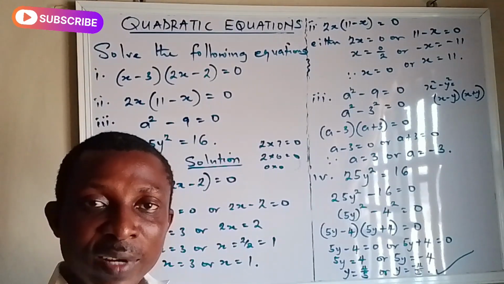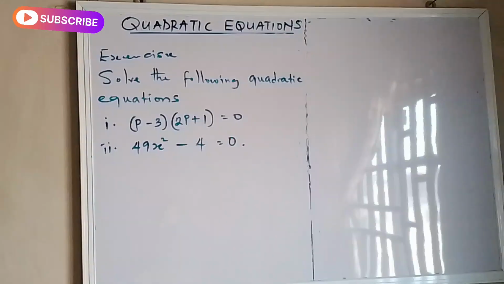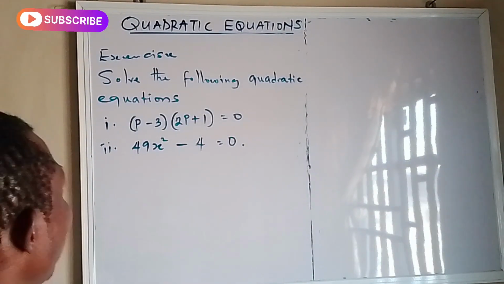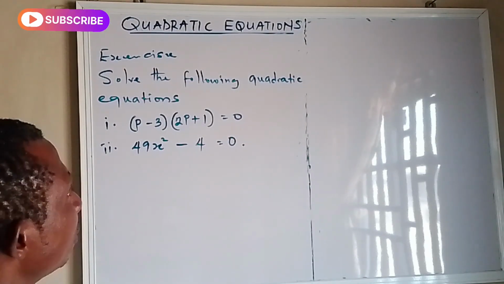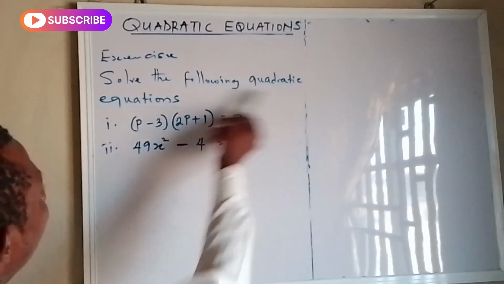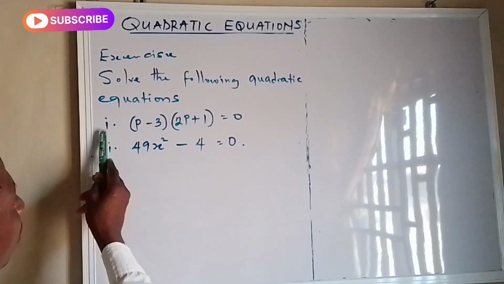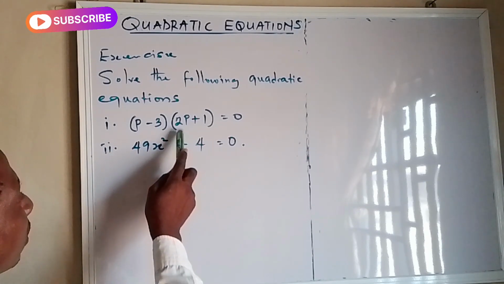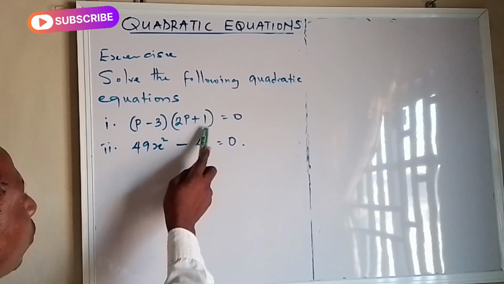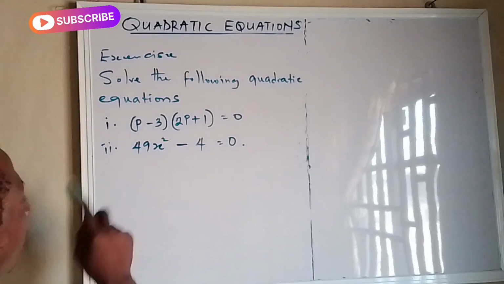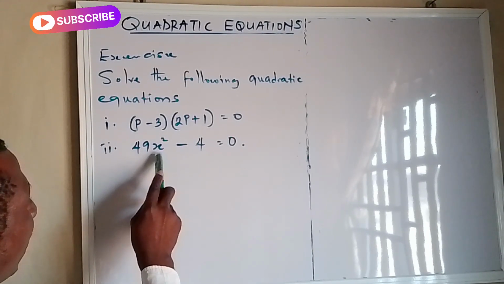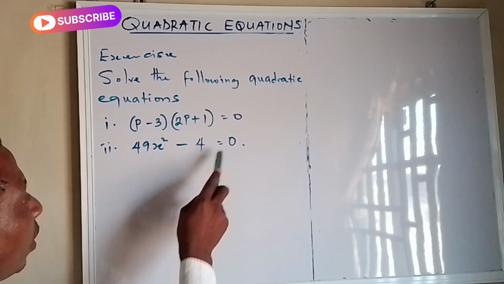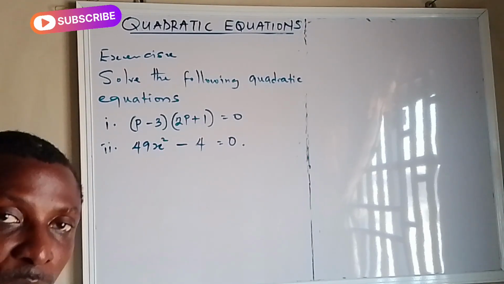I want to believe you have learned one or two things. So based on the explanation given now, let's try the following question. Solve the following quadratic equations. Roman numeral 1, (p - 3)(2p + 1) = 0. And the second one, 49x squared - 4 = 0. I want you to make an attempt.